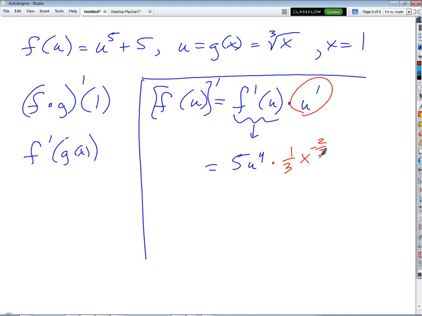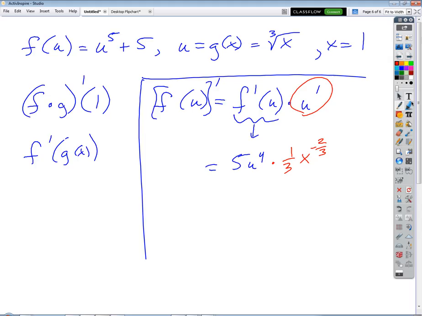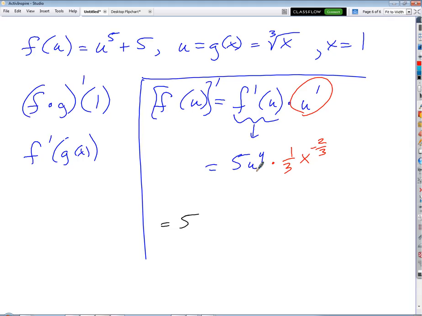Now, do I want to leave it like that? No, probably not. We don't want to leave this in terms of u's. We want to write this in terms of x's. So the last step would be to rewrite this as 5 times, instead of u to the fourth, the cube root of x to the fourth, because that's u. Times 1/3 x to the negative 2/3. Well, that's the same thing as 3x to the 2/3 on the bottom. The 3 is on the bottom, and that's a negative exponent, so that gets pushed to the bottom.